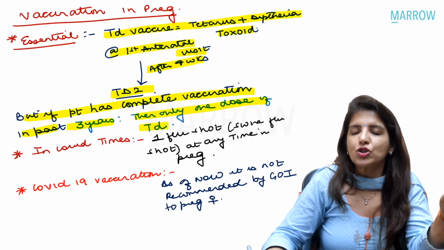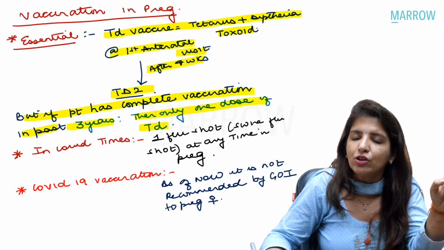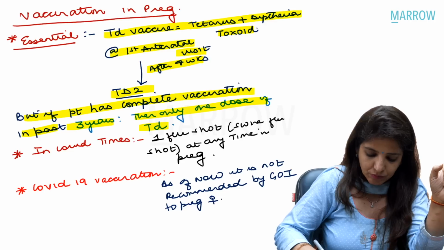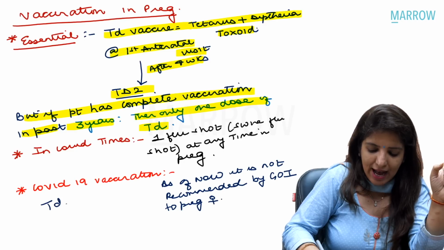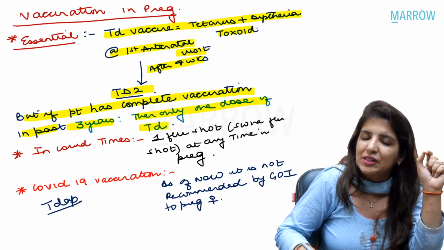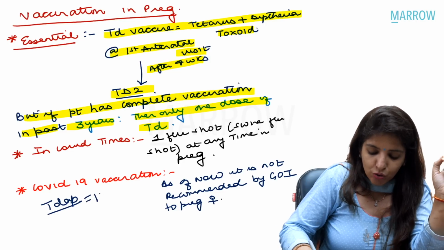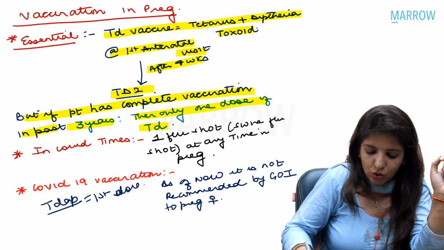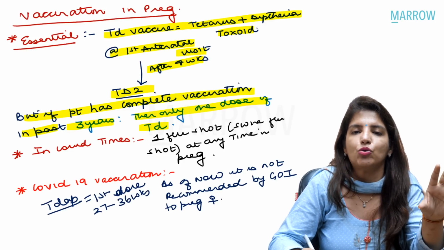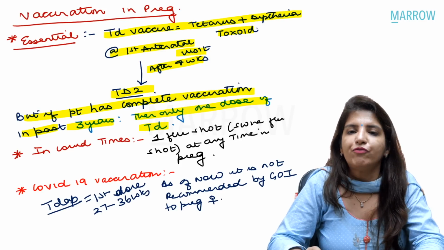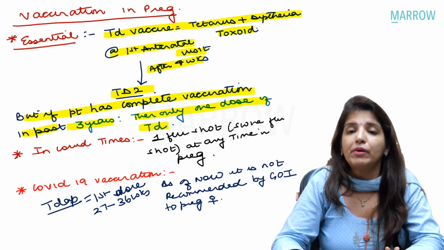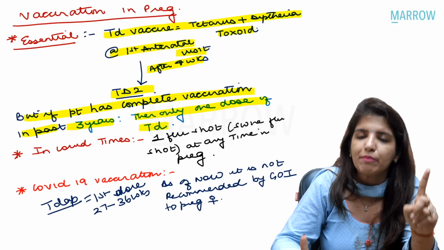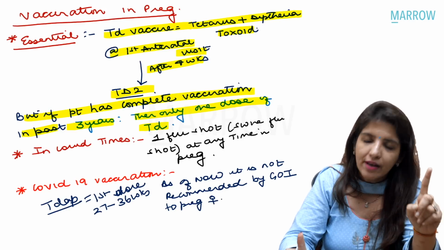Right? The other thing which you have to remember is WHO is saying that in those countries where Tdap is available, which is not available in India, but if Tdap is available, which is tetanus plus diphtheria plus pertussis, then you have to give only 1 dose, and this 1 dose should be given between 27 to 36 weeks. Then it is not necessary that you give TD1 and TD2. So suppose TD is not there in your questions, they ask a question about Tdap. Then please remember Tdap is given only once in pregnancy between 27 to 36 weeks. Right? Clear to all of you?